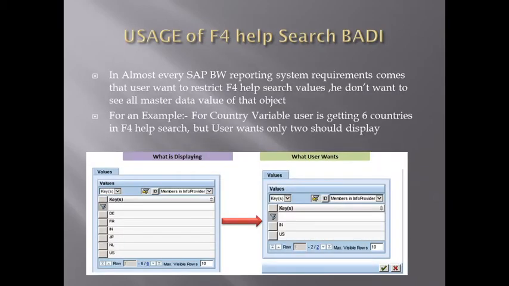Okay, now what is the usage of the F4 help search BAdI? Before going to the step by step implementation of this F4 help search BAdI, we have to understand what the use cases are where we need this BAdI. So I am showing you one case study. I have created one query. In this query I have created one variable on country. So let's first understand the user requirement.